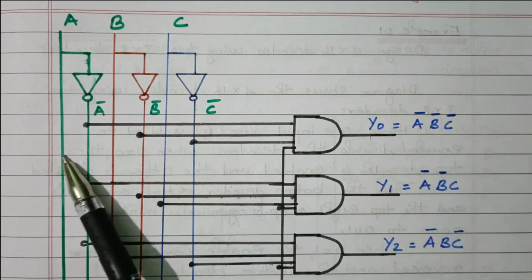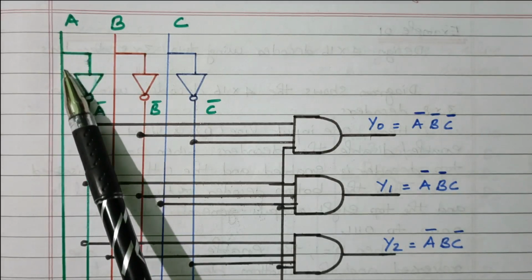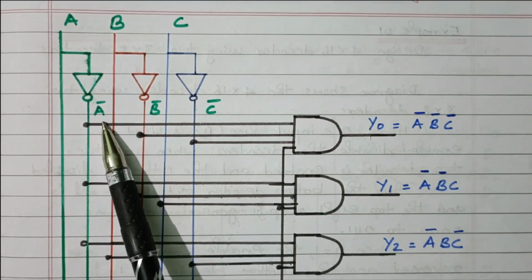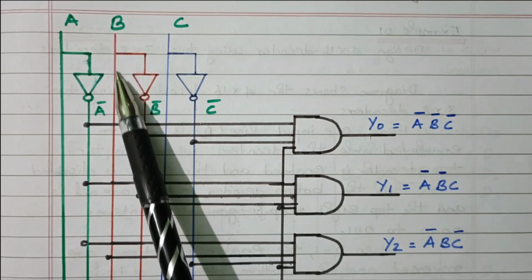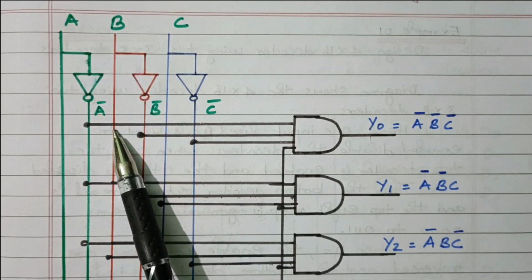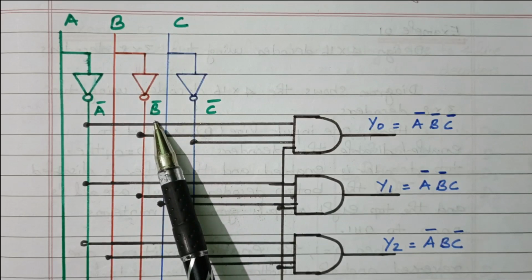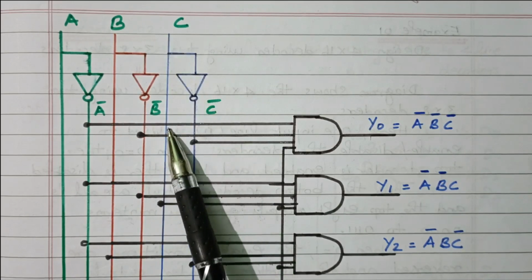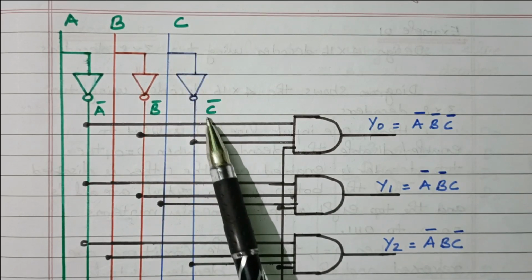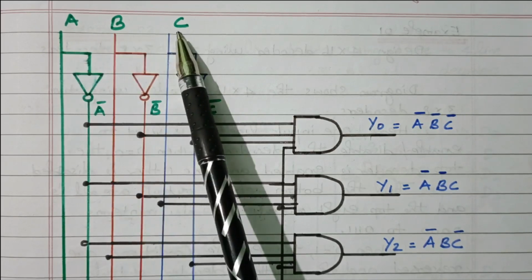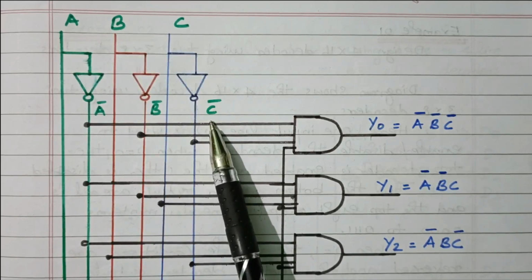So this is the logic diagram. The input A is this green color line. A tapping is taken and a NOT gate is connected, so after the NOT gate we get A bar. This red color line is the input line B. Here also one tapping is taken and connected to a NOT gate, so we get B bar. This blue color line is the input line for variable C. Here also one NOT gate is connected, and we get C bar, right? So A, B, C are available, as well as A bar, B bar, C bar.